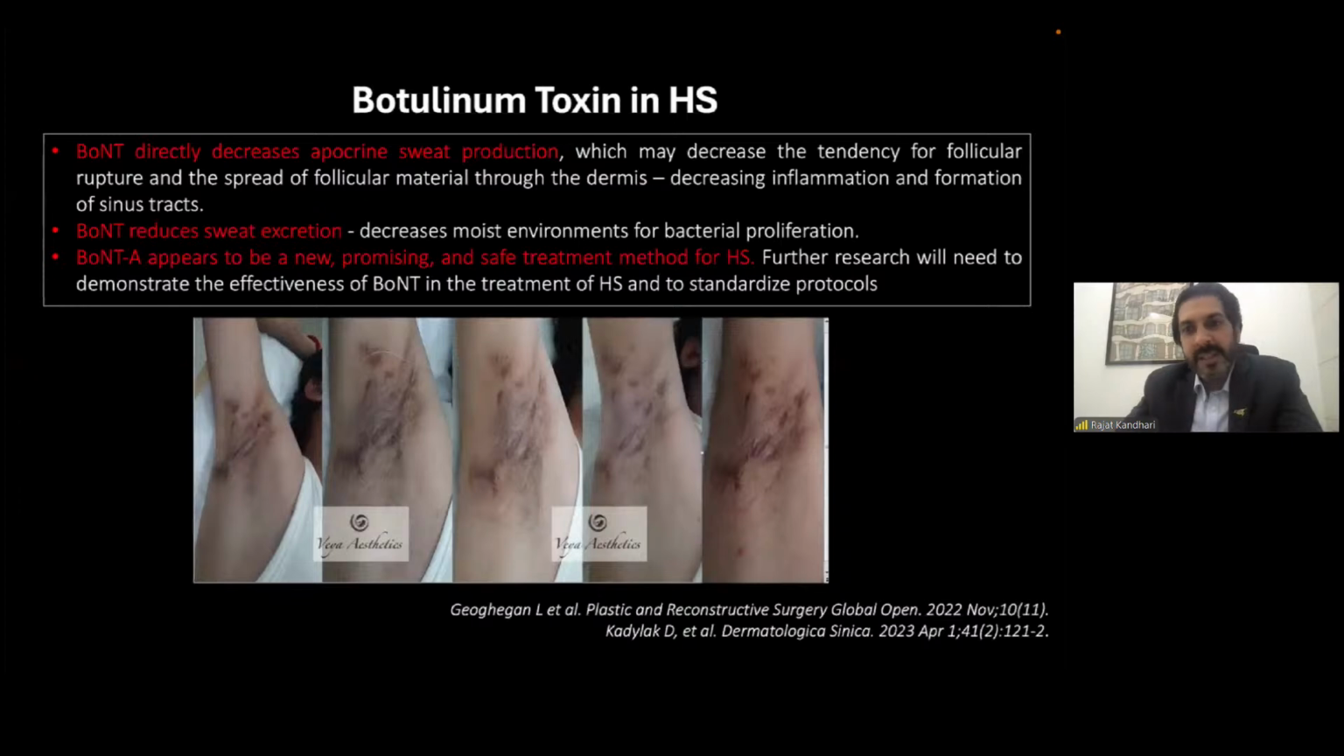I'm going to skip this. In HS, again, we have used it and it does help to some effect, but of course not alone as monotherapy. There is some data that it does help and decreases apocrine sweat production.